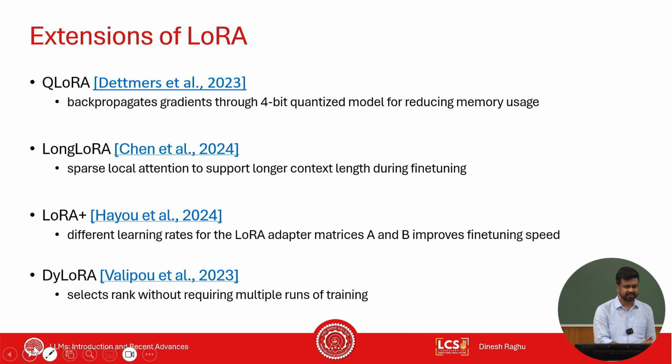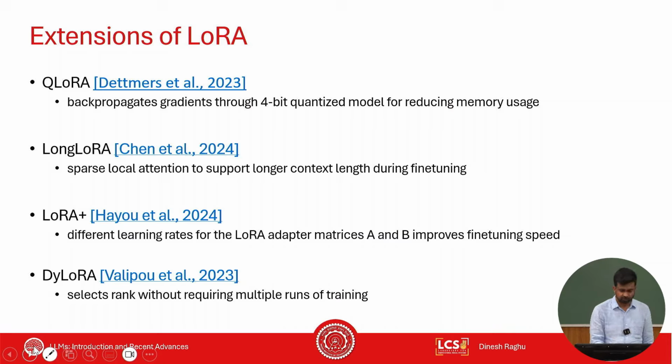So finally, there are an insane number of extensions to LoRA because it has been so popular. People have explored all varieties of LoRA. QLoRA is one of the most popular techniques. There is also LongLoRA in case you have a really long context length in your input. There is LoRA Plus, which says don't use the same learning rate for both A and B matrices in the reparameterization. Use different learning rates, and this will improve the speed with which you can converge, right?